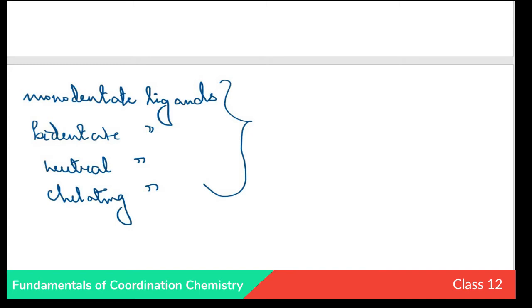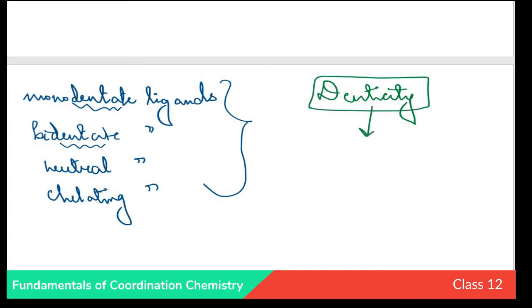Right? Now before proceeding, we need to know this word dentate here, what does dentate mean? Now dentate originates from the word denticity. Denticity. Now what is denticity? Denticity is actually teething. Now what do you mean by that? Denticity means the number of teeth a particular ligand has.